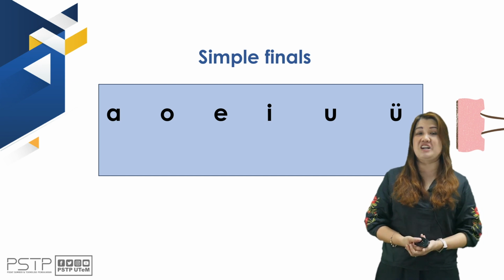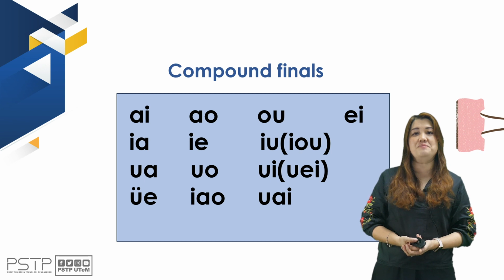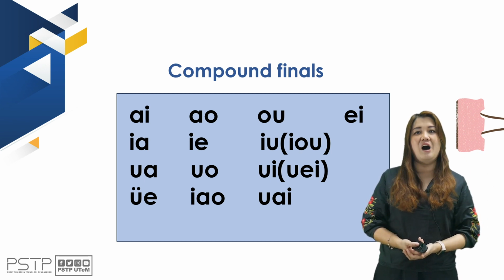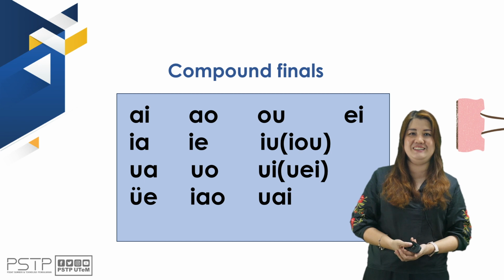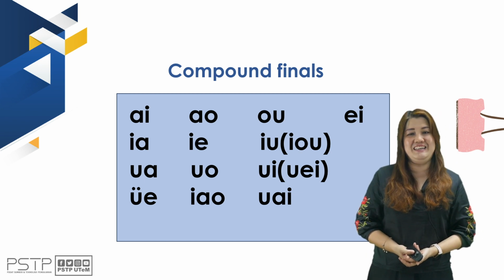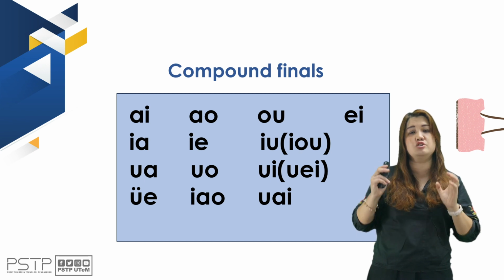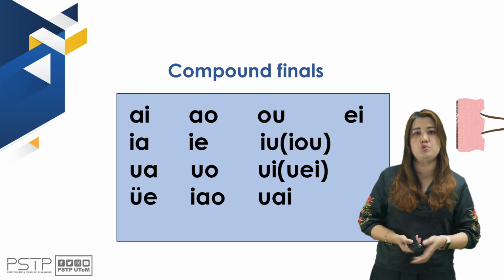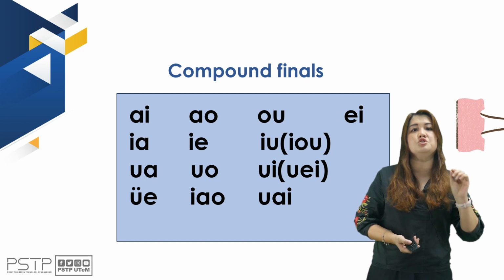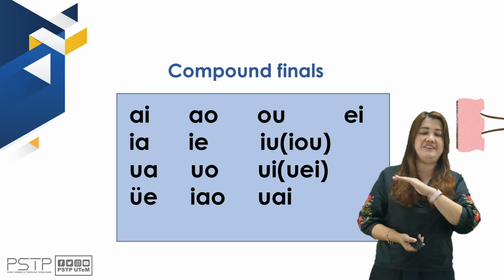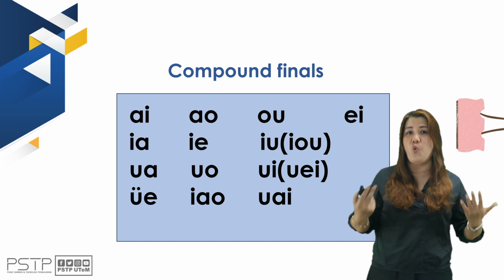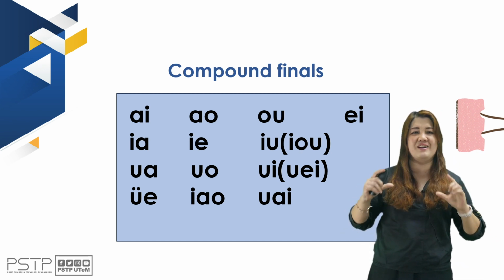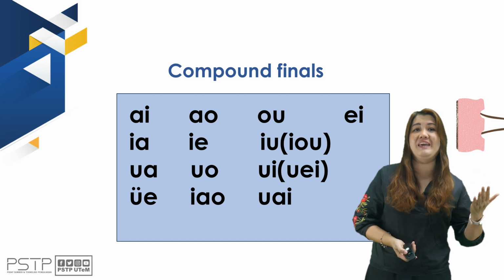Next, we try to pronounce the compound finals. We start from the first line: ai, ei, ao, ou, ia, ie. The next one you have to pronounce what is in the bracket. When you see the iu, you have to pronounce iou. Again, I repeat, you have to pronounce iou. The third line is ua, uo, and again you will see another bracket, so you have to pronounce uei.